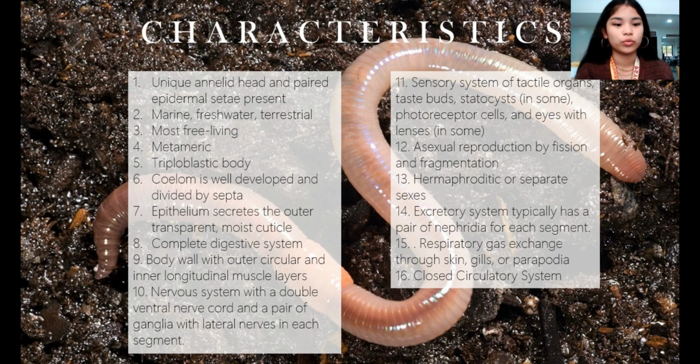Twelfth, asexual reproduction by fission and fragmentation. Asexual meaning it doesn't need the opposite sex to reproduce. Thirteenth, hermaphroditic or separate sexes. Hermaphroditic meaning the annelid has both male and female organs in one. The fourteenth, excretory system typically has a pair of nephridia for each segment. Nephridia is a tubule that acts as an organ of excretion. And fifteenth, respiratory gas exchange through skin, gills, or parapodia. And lastly, it has a closed circulatory system.